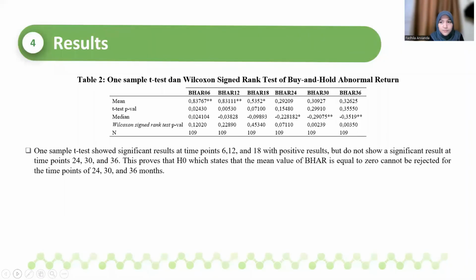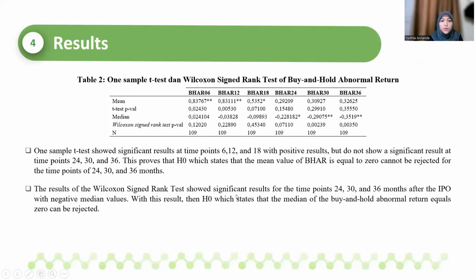This is the second result, from the buy and hold return. The one sample t-test showed significant positive results at time points 6, 12, and 18, but did not show a significant result at time points 24, 30, and 36. This proves that hypothesis 0, which states that the mean value of BHAR is equal to 0, cannot be rejected for the time points of 24, 30, and 36.